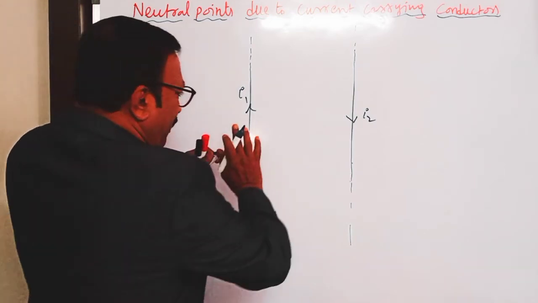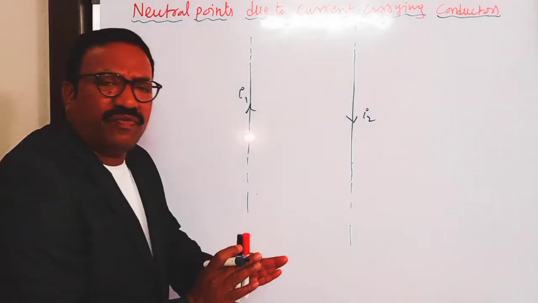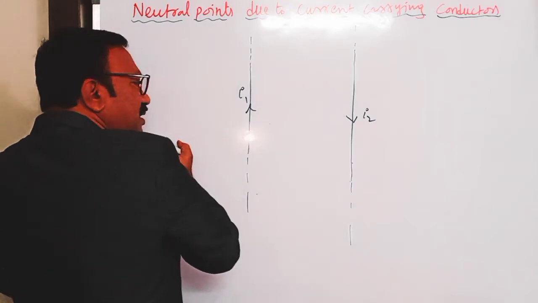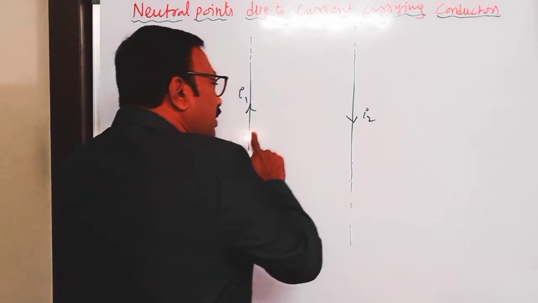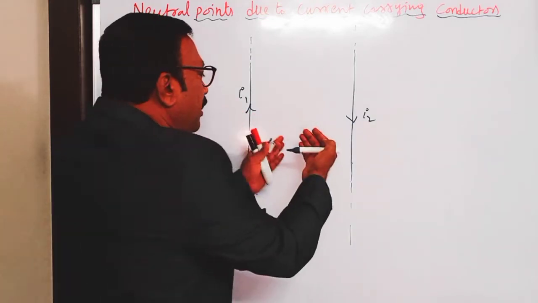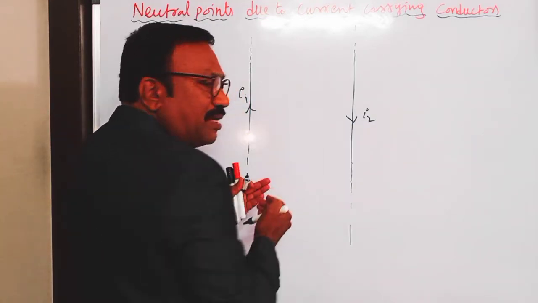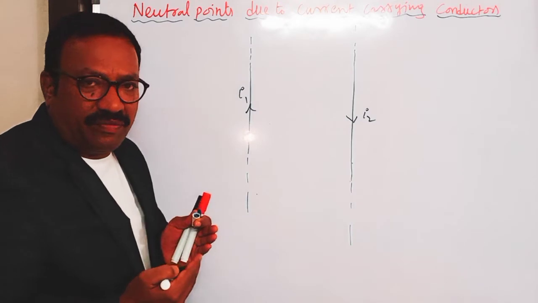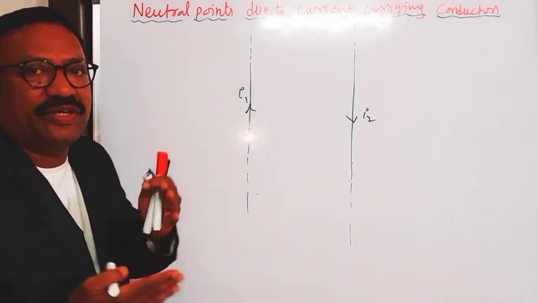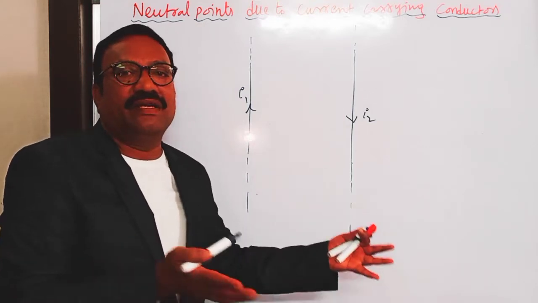So again, in these three regions, region 1, region 2, region 3, I want to find the resultant field. You will have two fields: the field due to the first conductor and the field due to the second conductor. We should add them, vectorial sum, as we did in the previous class.